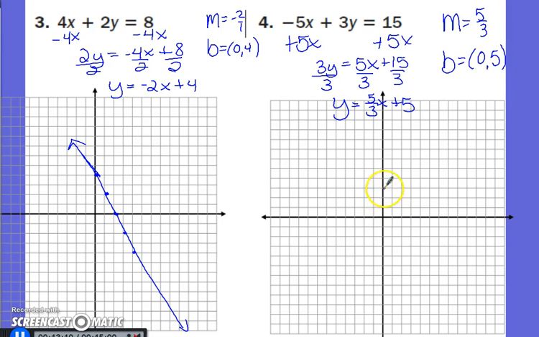So 1, 2, 3, 4, 5. You go up 5, 1, 2, 3, 4, 5, and over 3. Now, if you were going backwards to get a spot over here, you'd go 1, 2, 3, 4, 5, 1, 2, 3. To work backwards, if we're going up and to the right, you go down and to the left.